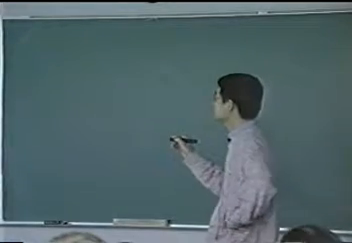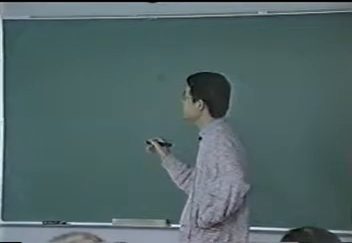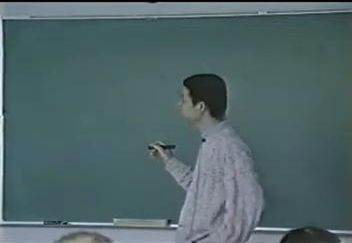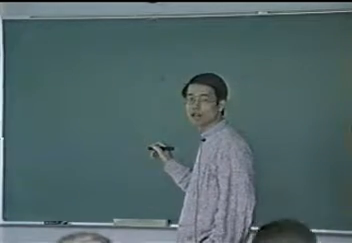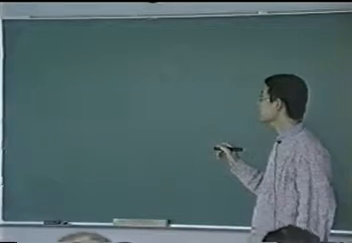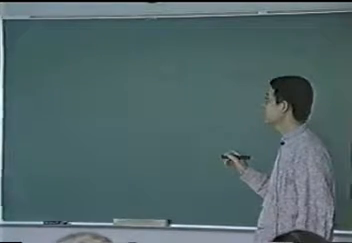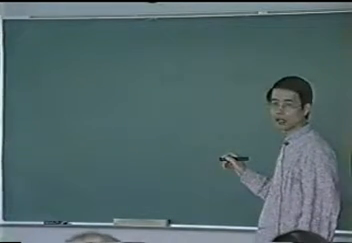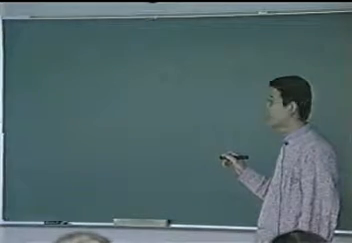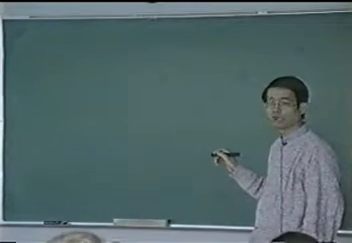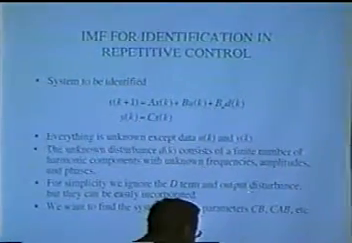Now we're going to focus on this repetitive control problem, and the system is like this. It's an ABCD system with disturbance acting, and everything is unknown in this model except u and y, the input-output data. That's all you know. And what does d_k consist of? Well, d_k consists of a finite number of harmonic components with unknown frequencies, amplitudes, and phases. So d_k is a sum of harmonic components, each with unknown frequency, amplitude, and phase.